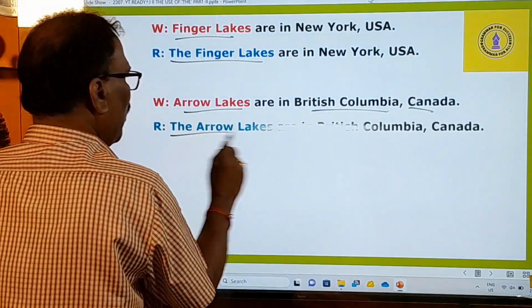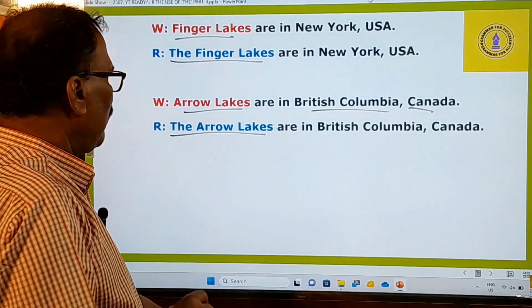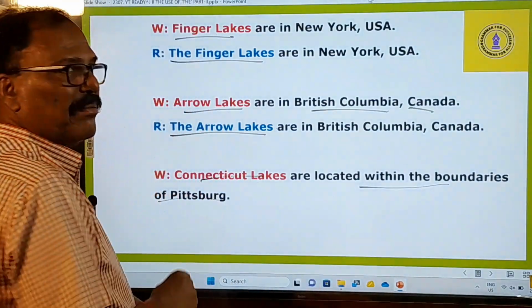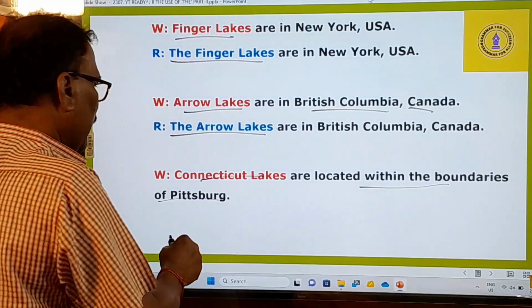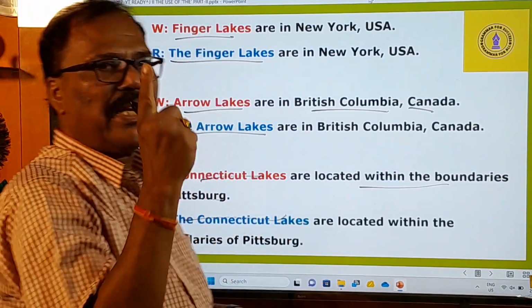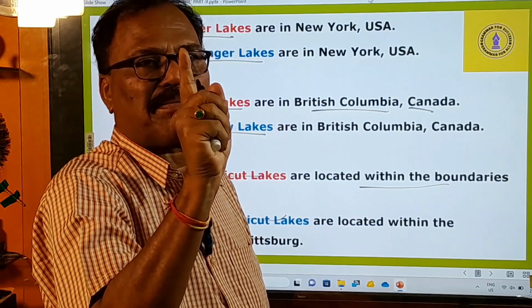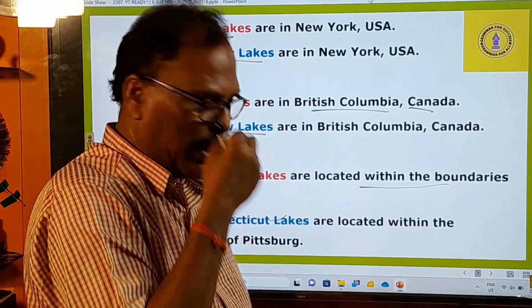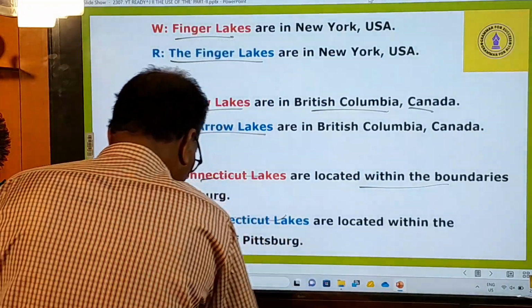And here you have the Arrow Lakes. Okay, the Arrow Lakes. And then the Connecticut Lakes, located within the boundaries of Pittsburgh. Okay, the Connecticut Lakes. So in this way, before the names of groups of lakes, remember, you use the article.